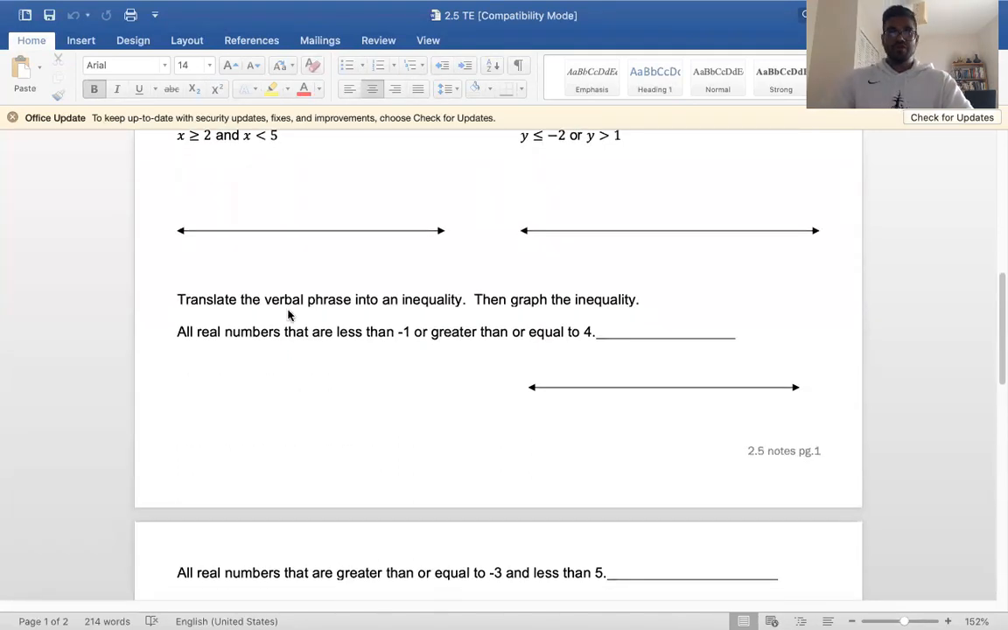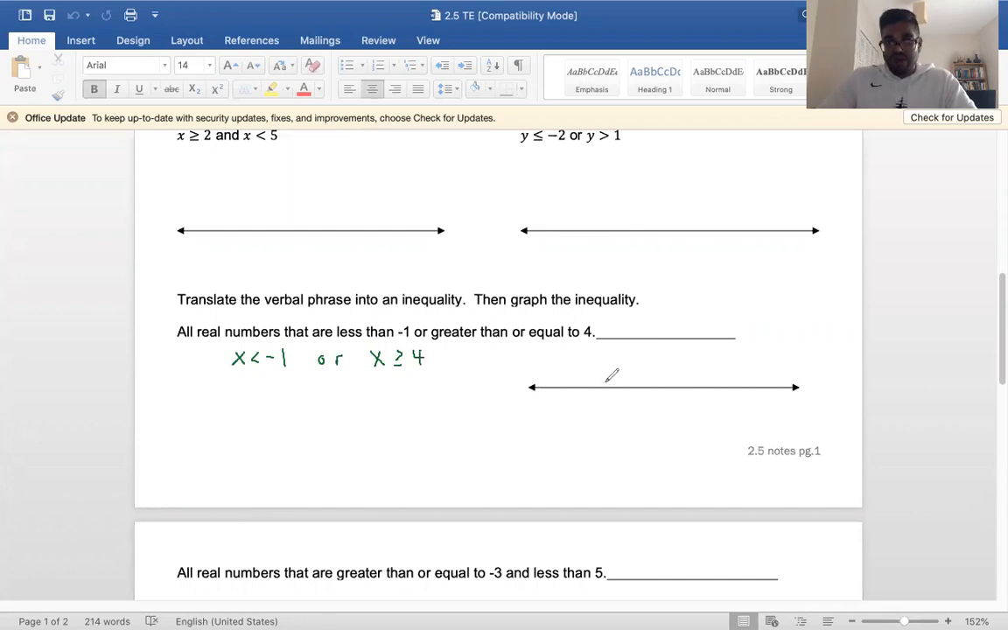Okay, so now here we want to translate the verbal phrase into an inequality and then graph it. So we want any real number that is less than negative 1 or greater than or equal to 4. Okay, so if I'm writing this out, I'm saying that x has to be less than negative 1 or x has to be greater than or equal to positive 4.